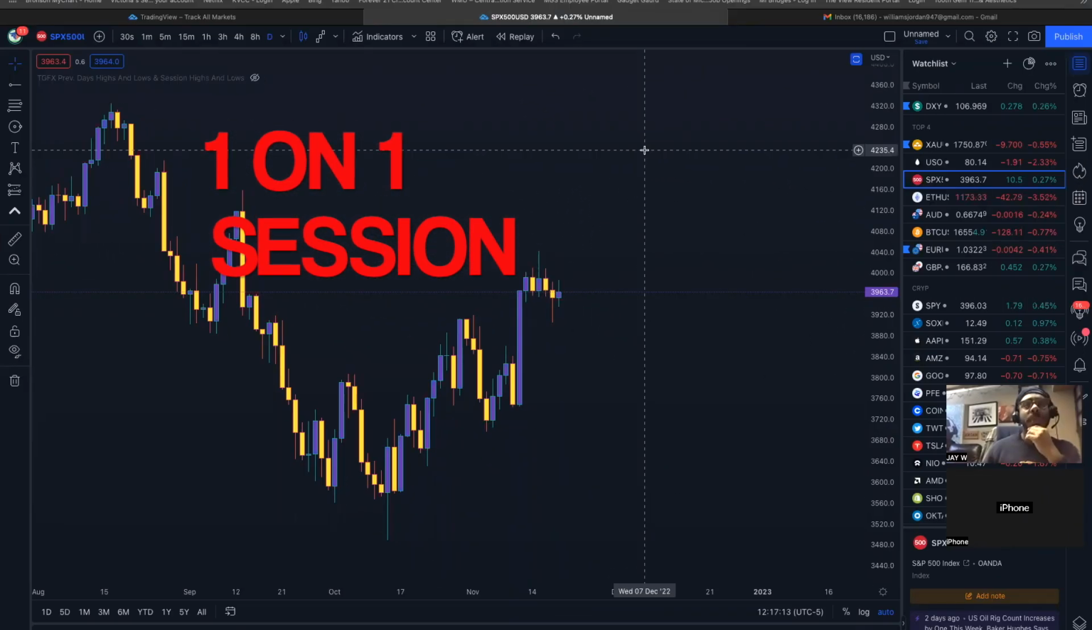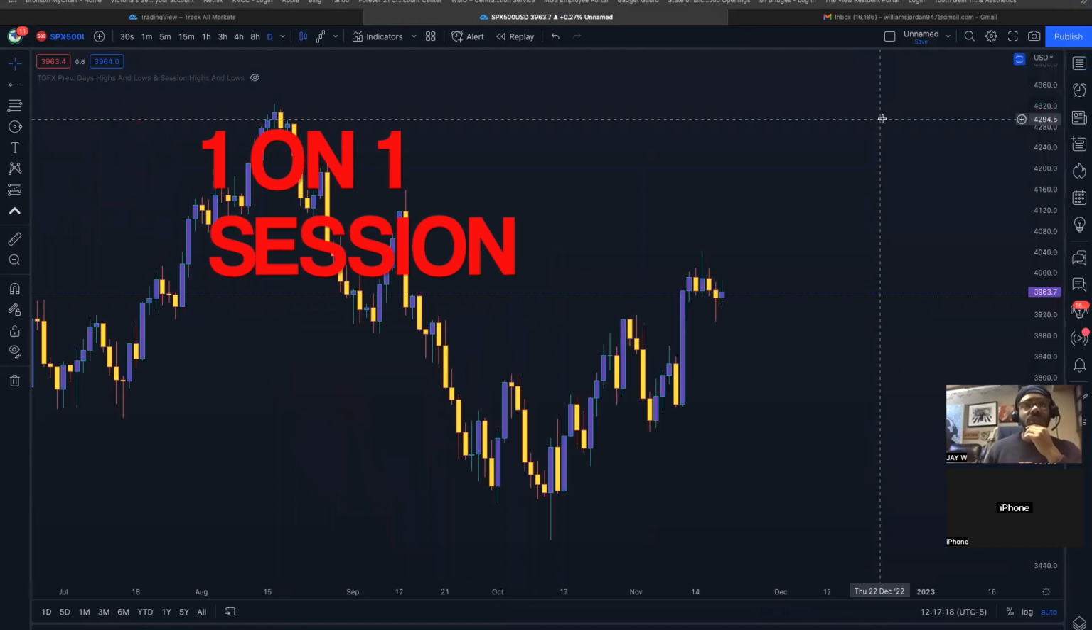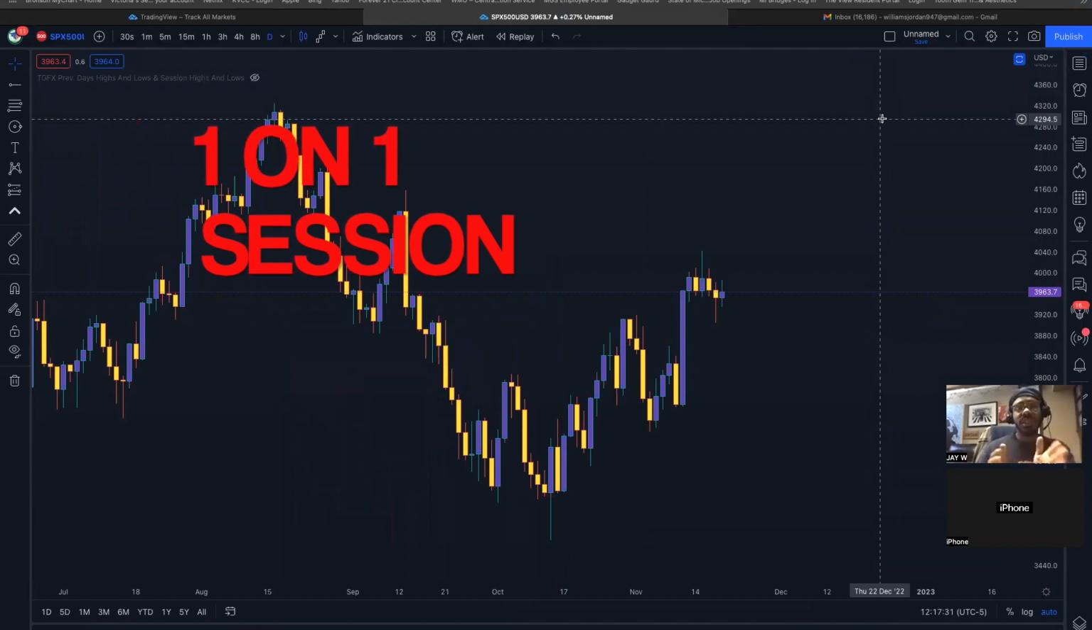Just asking, did you look at the 15-minute to set up the zones of interest, or where price will probably come back to? So you look at the 15-minute to set those areas, and then you look at the 4-hour to look at movement. Yes. Right. So it's basically split into two different sets of time frames.